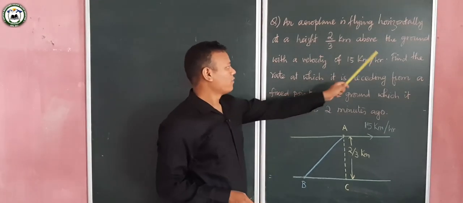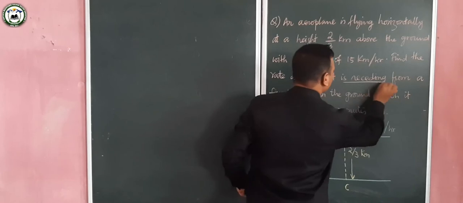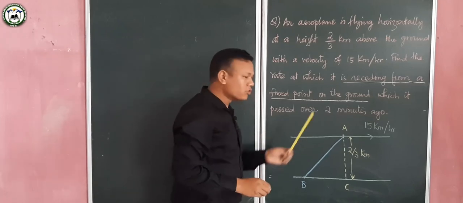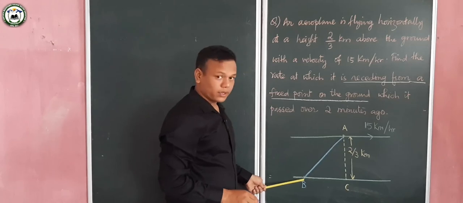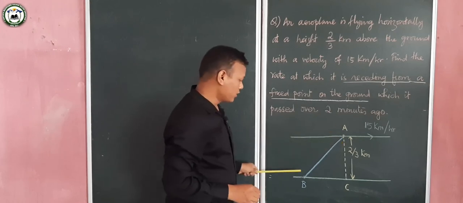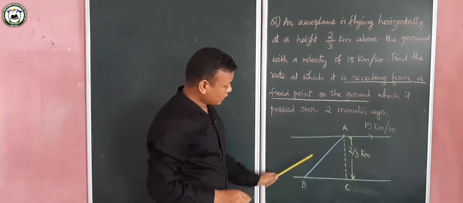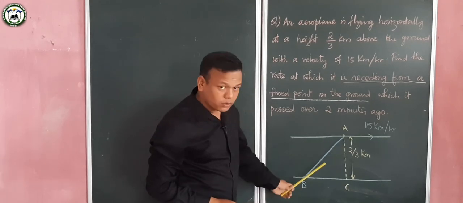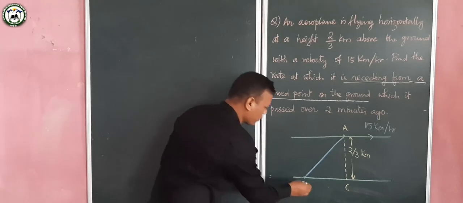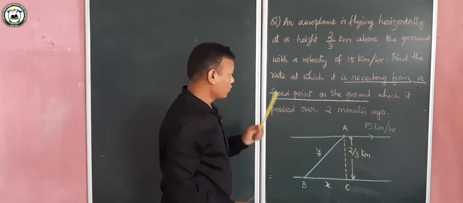Now the question is asking to find the rate at which it is receding from a fixed point on the ground. This sentence is a bit tricky, so let's try to understand its meaning. Receding means moving away. There is a fixed point on the ground. First the aeroplane covers a long distance on the ground, and then it starts moving away. Let me call this point B, and from B it started receding, like this. This blue line is called the receding height. Let's say from here to here is x, so BC is x and the receding height is y.